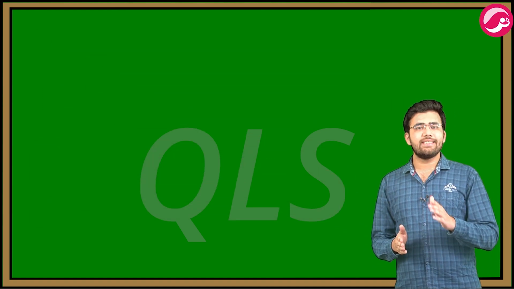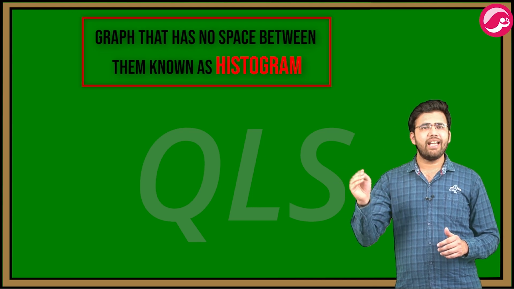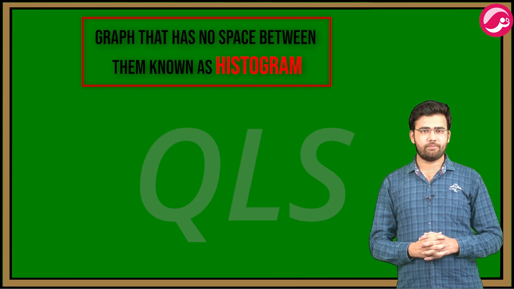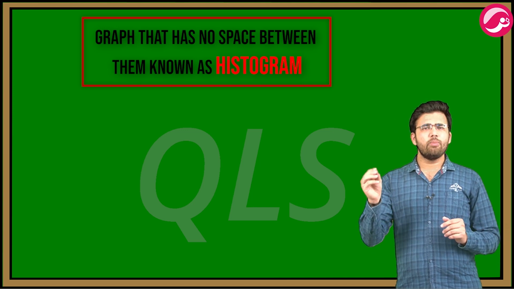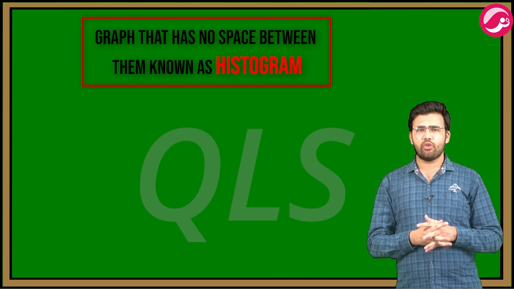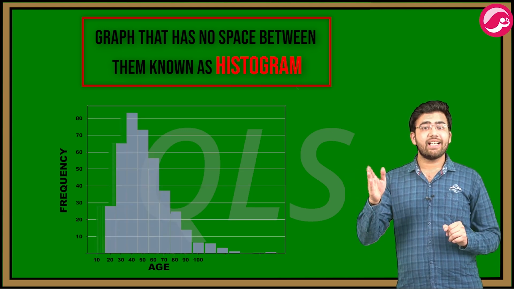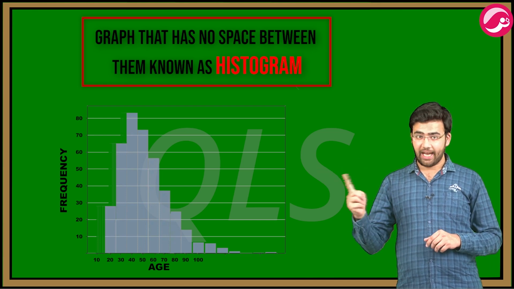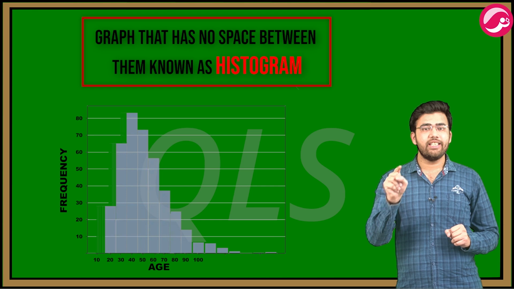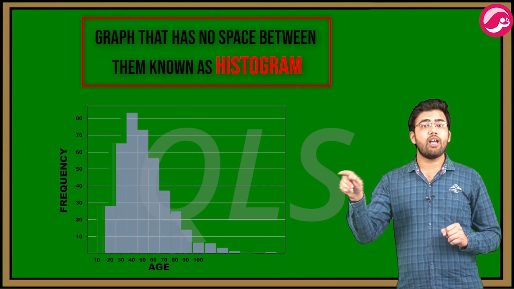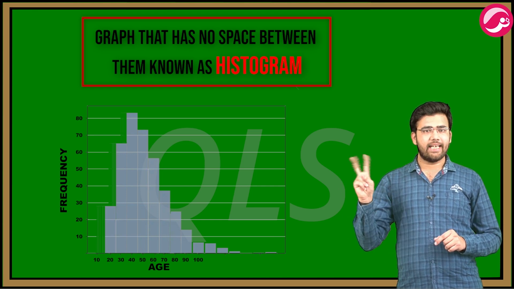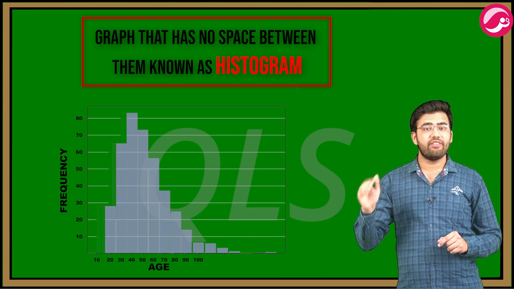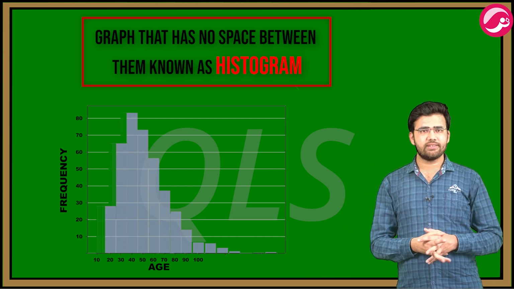Now, let us see another type of graph that has no space between the bars, known as a histogram. Usually, grouped data is represented using a histogram. A histogram is a graphical representation of data like a bar graph. It has, number 1, class intervals represented on the horizontal axis. Second, there is no gap between bars as there is no difference between the class intervals.